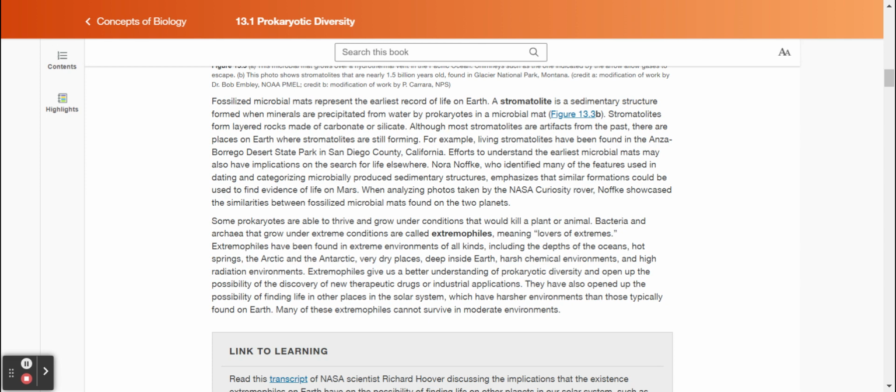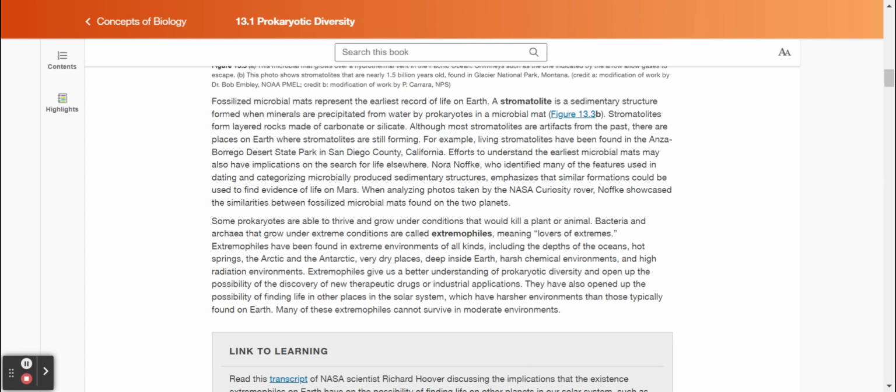For example, living stromatolites have been found in the Anza Borrego Desert State Park in San Diego County, California. Efforts to understand the earliest microbial mats may also have implications on the search for life elsewhere. Nora Nofke, who identified many of the features used in dating and categorizing microbially produced sedimentary structures, emphasizes that similar formations could be used to find evidence of life on Mars.